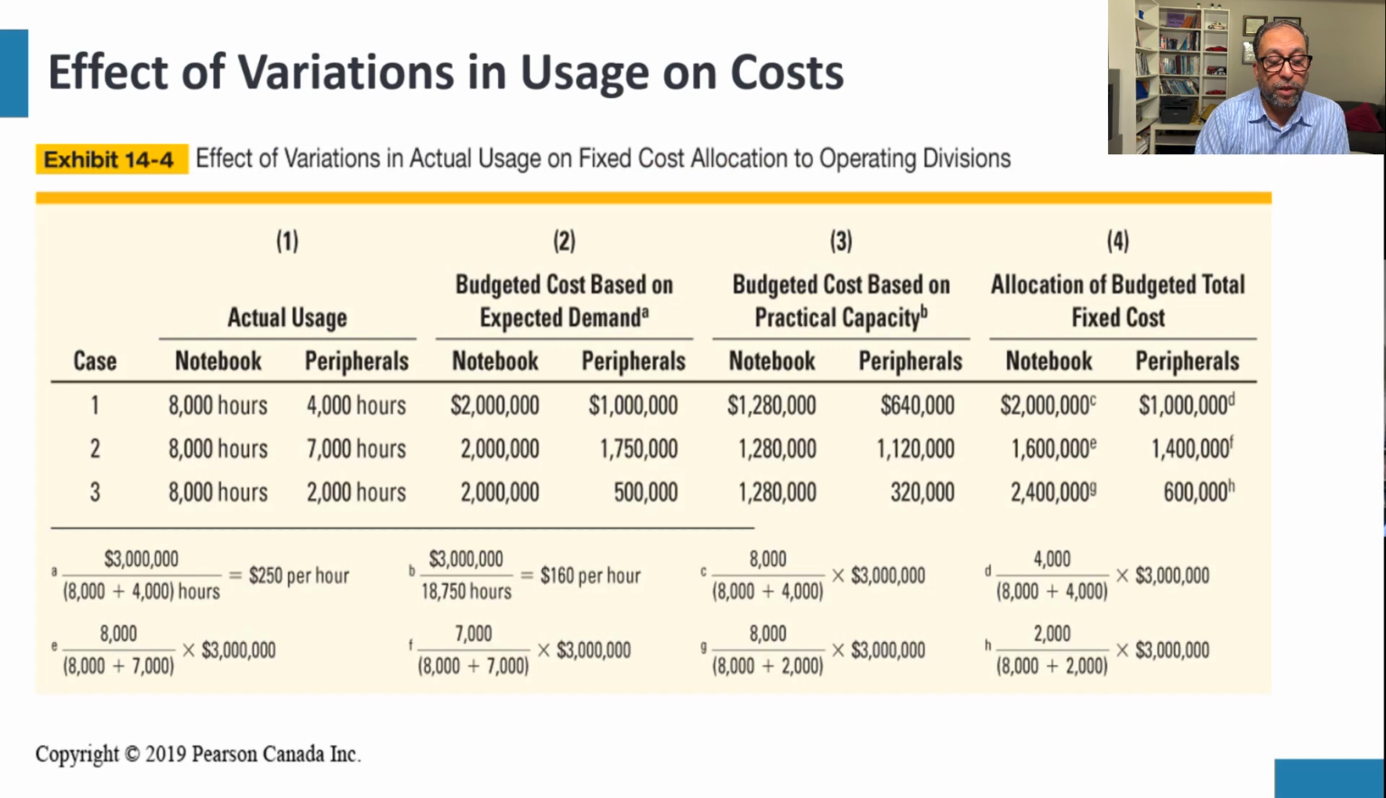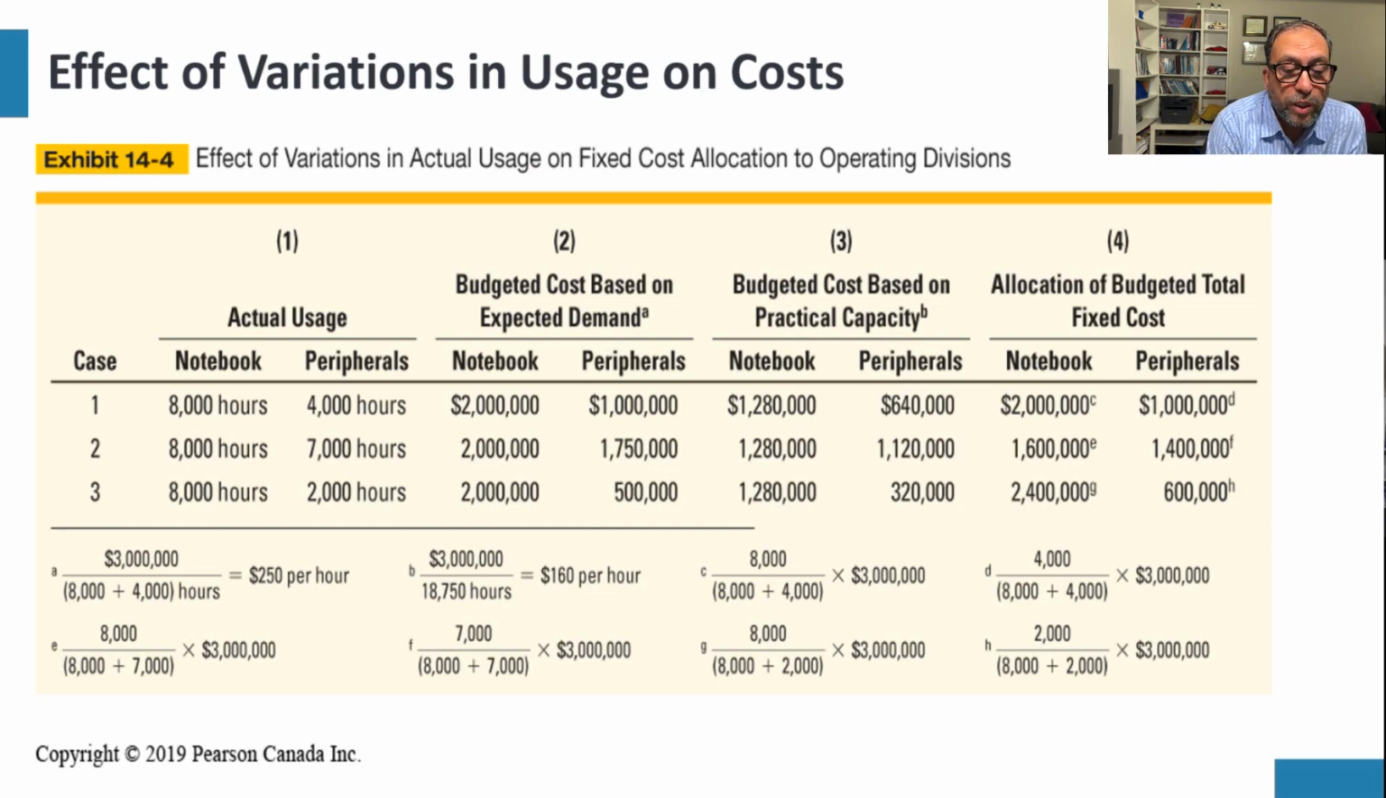Now this table is explaining all these three methods that we discussed. So we see here this is the actual usage, and there are three different scenarios. We are assuming that in one they are using whatever is proposed in the budget, in another scenario they are using more than the budgeted, and in the third case they are using less than the budgeted. And the budget is fixed, like they are using whatever they proposed.